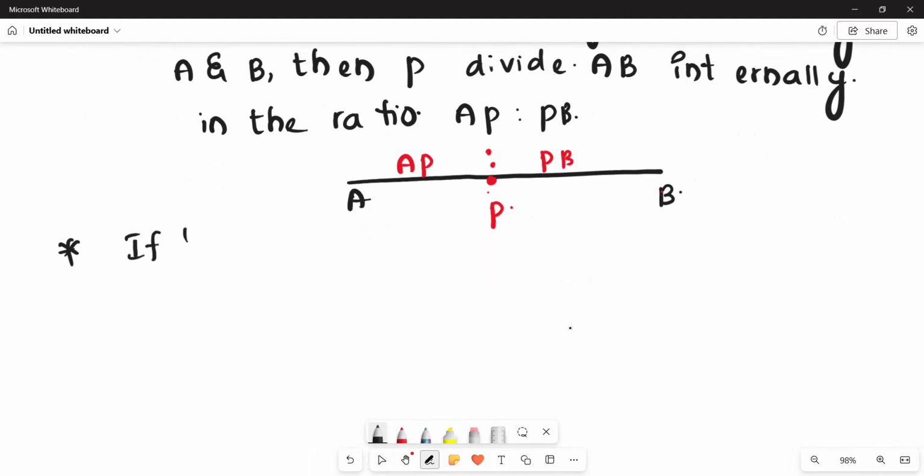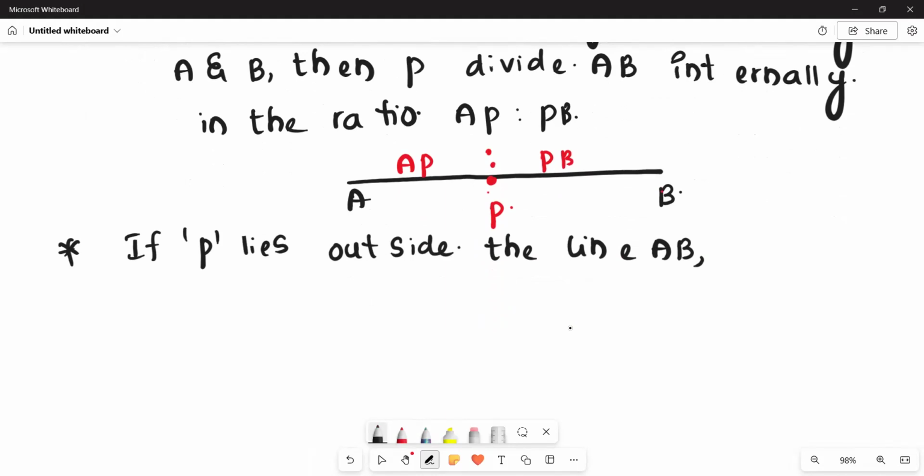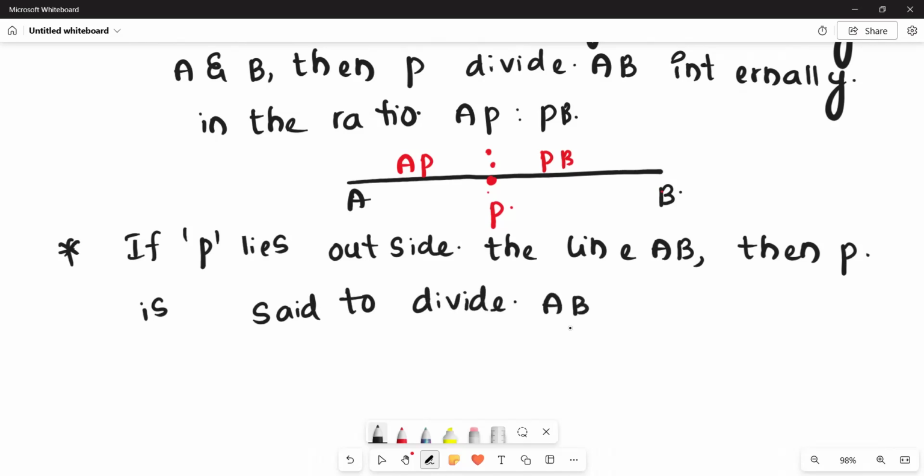Okay, and let us take the other case here. If P lies outside the line AB, then P is said to divide AB externally in the ratio.